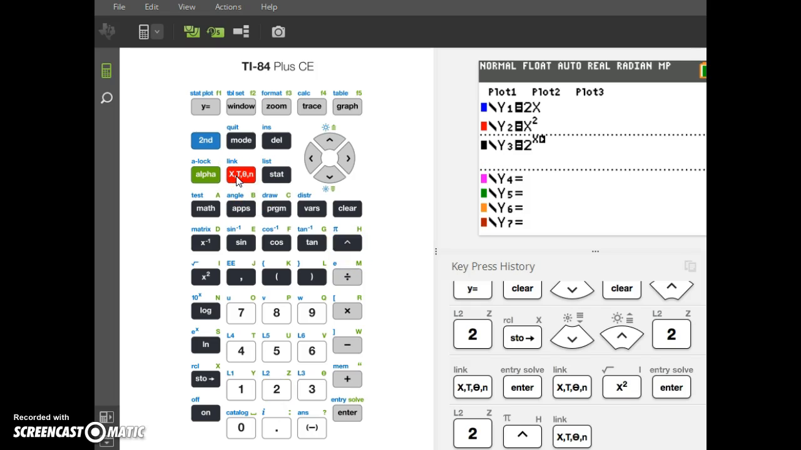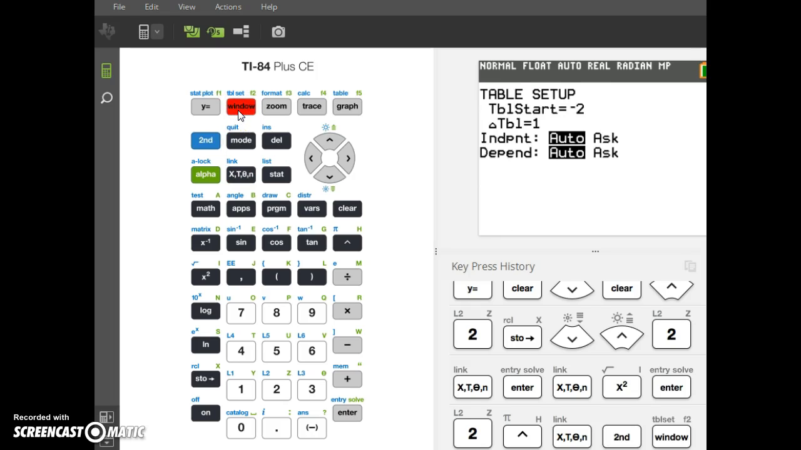Now if I want the table of values, I'm going to go ahead and get to my table, which is at second graph. But I'm going to double check something first. I'm going to go to my table set to make sure it's good to go. So second window gets me there. Starts at -2. That's okay because I'm starting at -1. That seems to work. And my delta table, again, the successive values between each number is 1. That's what I'm looking for.